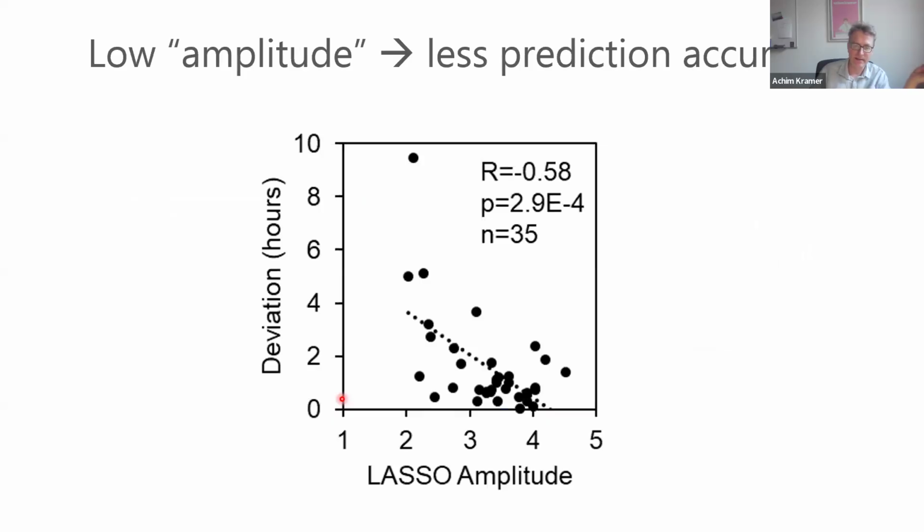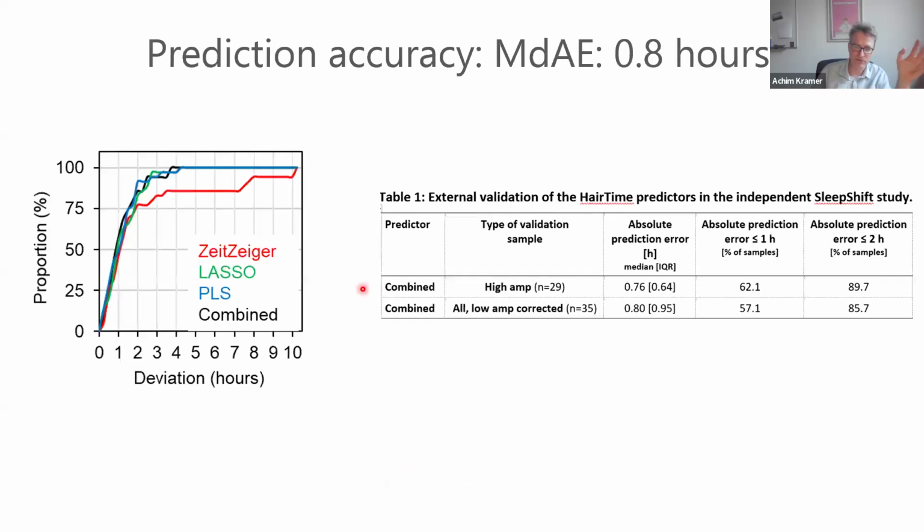And when we now look at the 35 samples where we don't have time series, only a single sample, when the predicted amplitude from the lasso model is high, then the deviation between the true phase measured by DLMO and our predicted phase is low. This again shows us that the lower the amplitude, this time a predicted amplitude, the less accurate the phase prediction is. So we could correct for this amplitude, and I spare you the details.